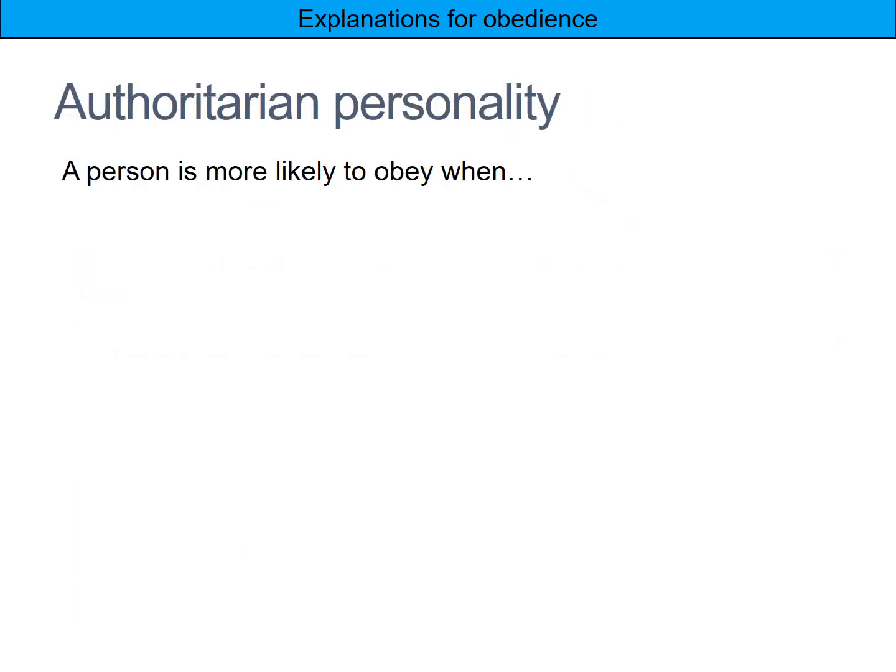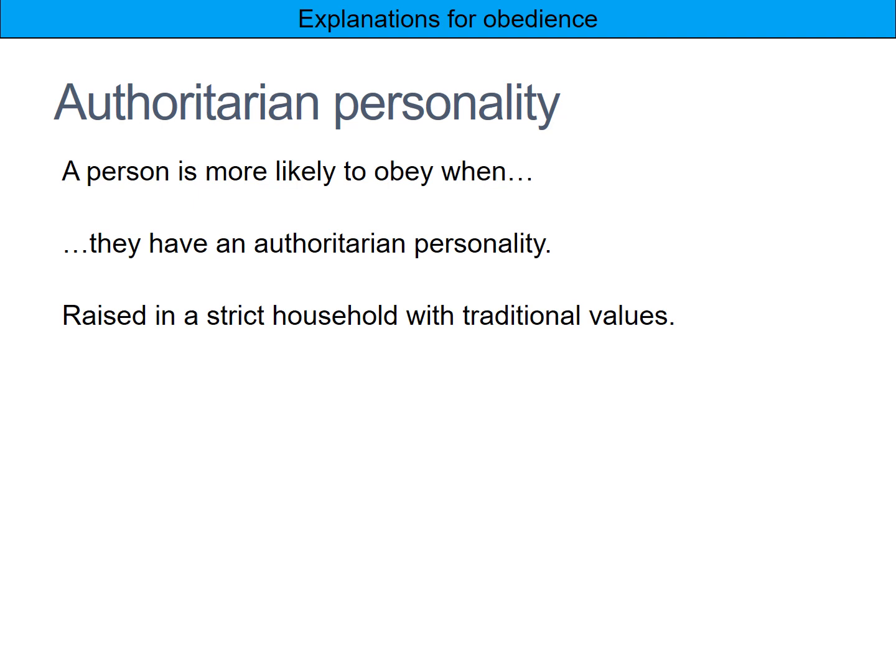So final explanation, the authoritarian personality. A person is more likely to obey when they have an authoritarian personality. Someone would develop an authoritarian personality if they were raised in a very strict household and that strict household had traditional values. This leads people with an authoritarian personality to believe that hierarchy is key. Hierarchy is really, really vital. So in terms of hierarchy, they would obey and they would respect people they believe of higher status. They wouldn't obey someone they believe is lower status. So for them, in their mind, that idea of status is really, really important.